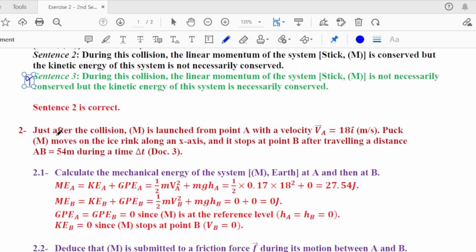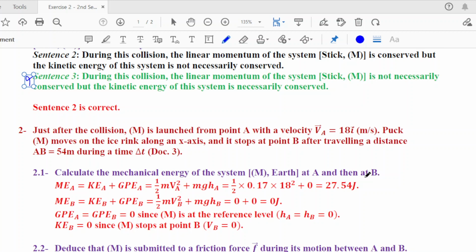So statement 2 is correct. Now, just after the collision, M is launched from point A with a velocity, moves on the x-axis, and stops at B. AB equals 54 during delta T. Calculate the mechanical energy of the system M Earth at point A and then at B.